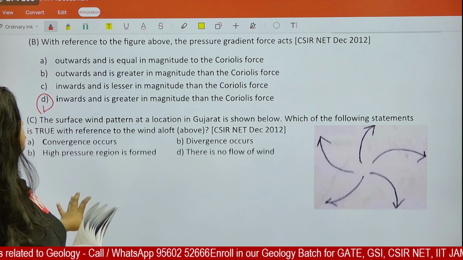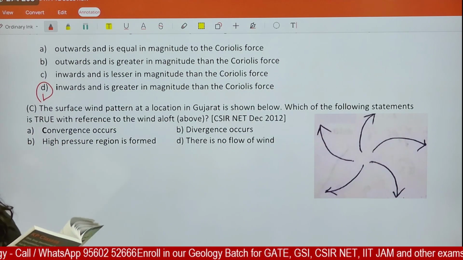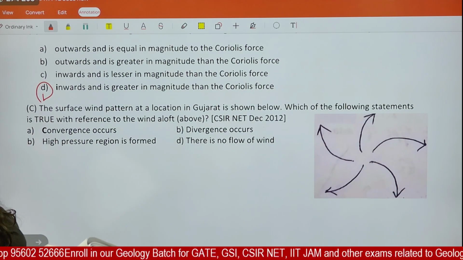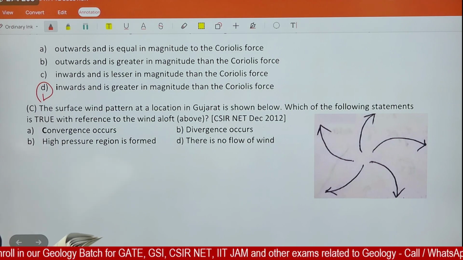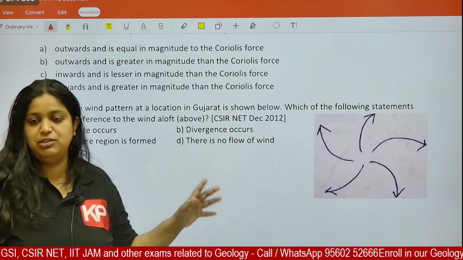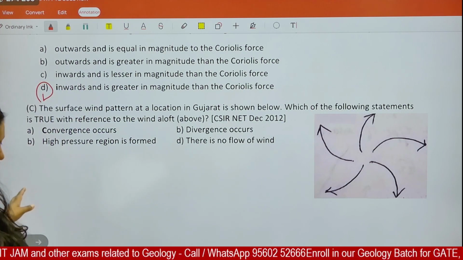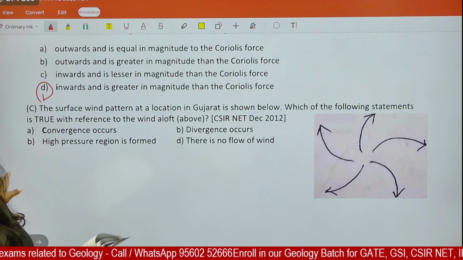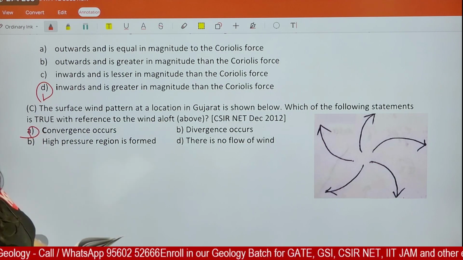The surface wind pattern at a location in Gujarat is shown below. Which of the following statements is true with reference to the wind aloft? You should know Gujarat is in the northern hemisphere. That's the major thing. Though it is in the northern hemisphere, this is where convergence occurs.